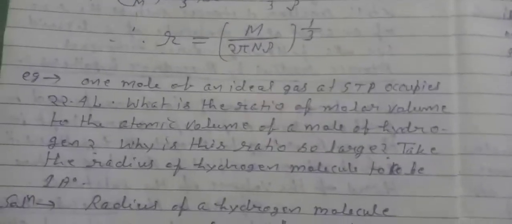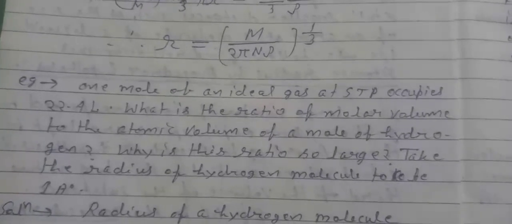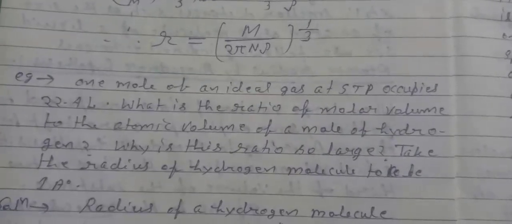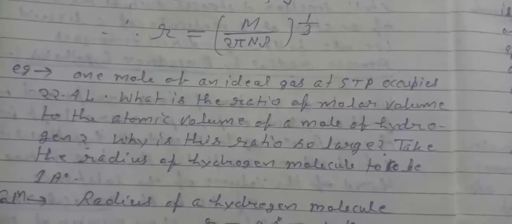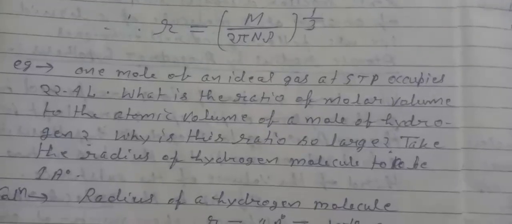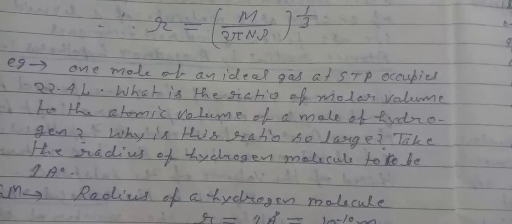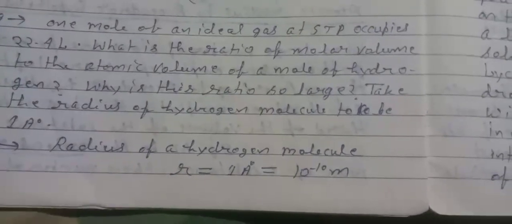Based on the above theory, let's solve a question. For example, 1 mole of an ideal gas at STP occupies 22.4 liter. What is the ratio of molar volume to the atomic volume of a mole of hydrogen? Why is this ratio so large? Take the radius of a hydrogen molecule to be 1 angstrom. Here the radius of the hydrogen molecule is given, R = 1 angstrom = 10^-10 meter.